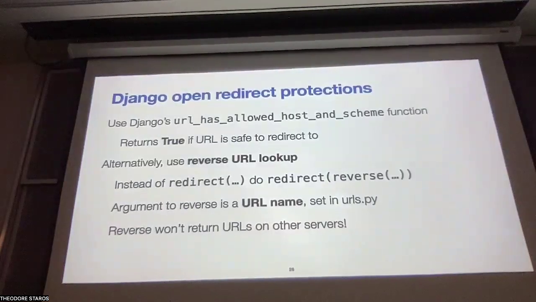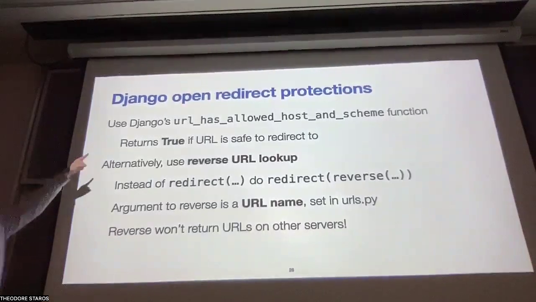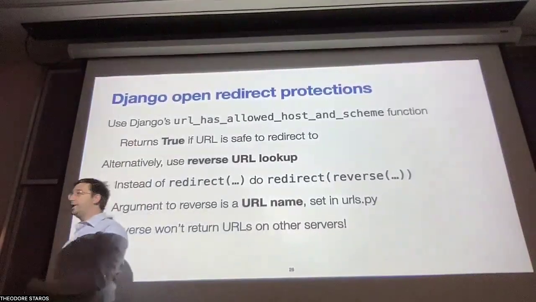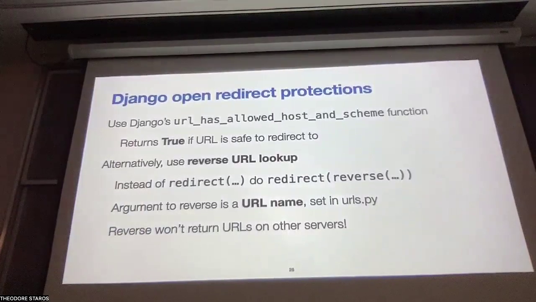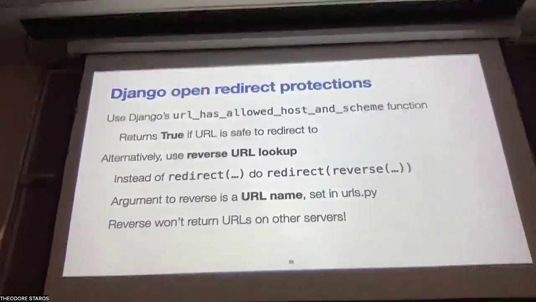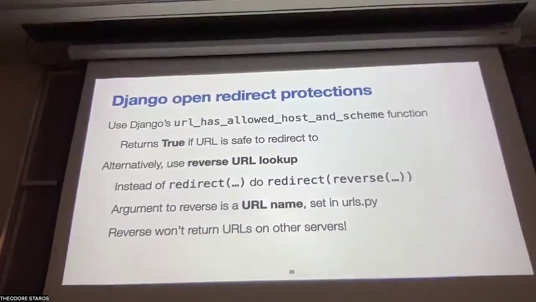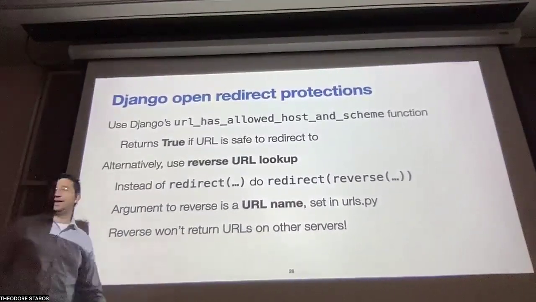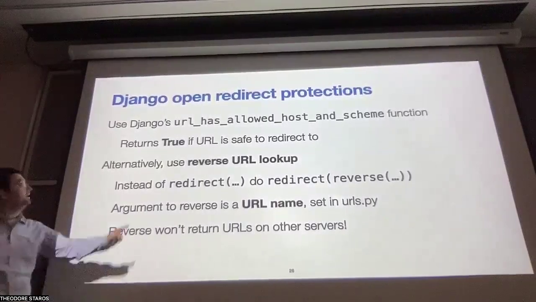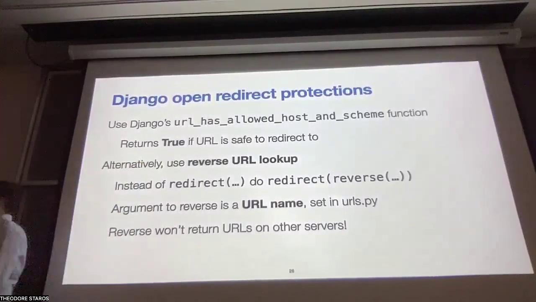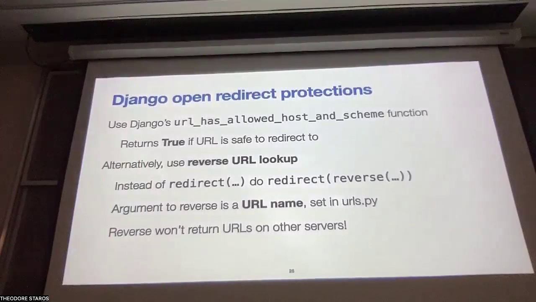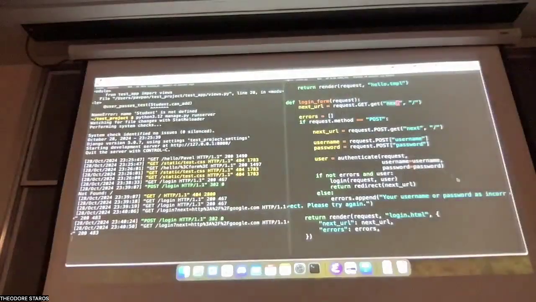So here's how we prevent this. In Django, there's a function called url_has_allowed_host_and_scheme. Why is it this long? I do not know why it is this long. It checks whether the URL has an allowed host and scheme for redirection. So if it returns true, it's valid to redirect to that site. If it returns false, do not redirect to that website. So I can show you how that looks in code.